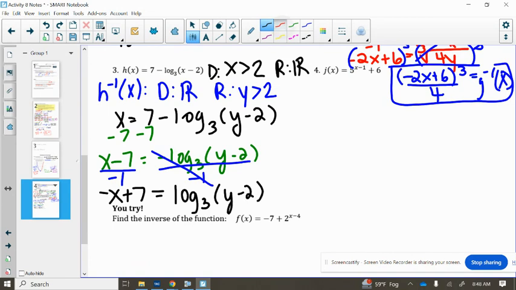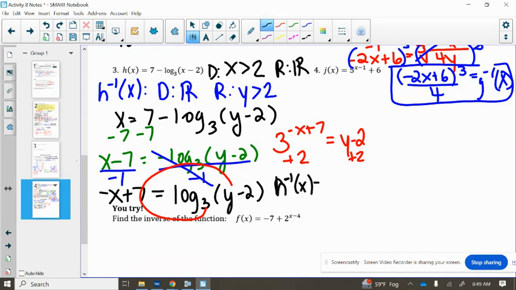Now that our log is isolated, we are allowed to rewrite this in that exponential format. So the base of my log is 3, so is the base of my exponential. 3 to the negative x plus 7 power is going to equal y minus 2. And then last step, add 2 to that. So that we get our final inverse for h inverse is going to be 3 to the negative x plus 7 power plus 2.